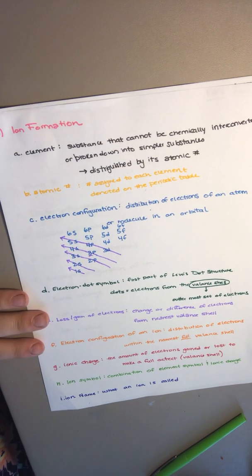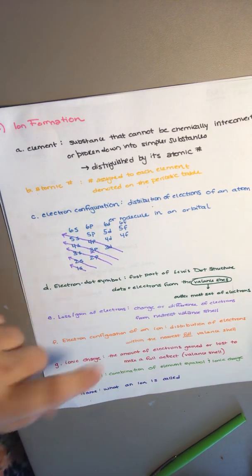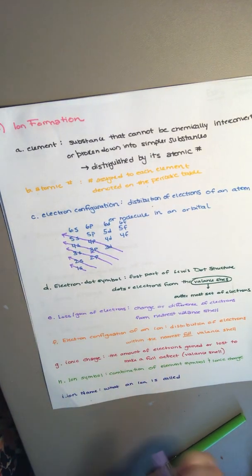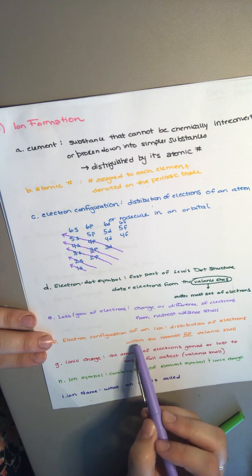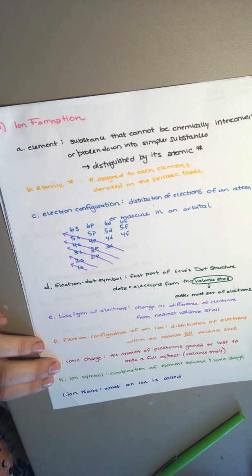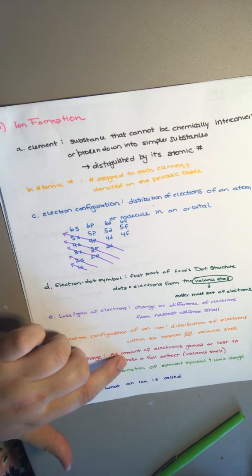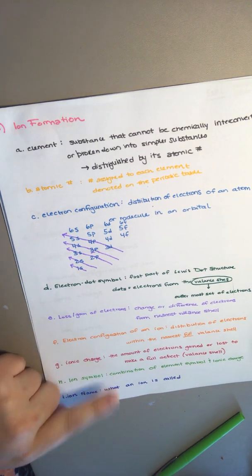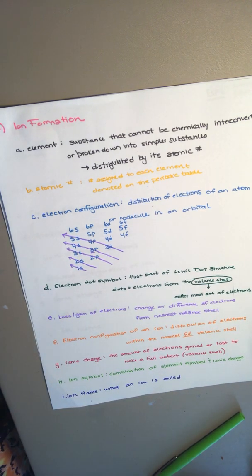The next thing is our electron configuration of an ion. So this is when we have added electrons or subtracted electrons to make it a full octet. So we are naming that electron configuration with the full valence shell. Next we have the ionic charge, and this is the amount of electrons gained or lost to make the full octet, or to make that valence shell complete. We have our ion symbol, which is really a combination of our element and our ionic charge. And then we have what our ion is actually called. So I'm just going to walk through a couple of examples.